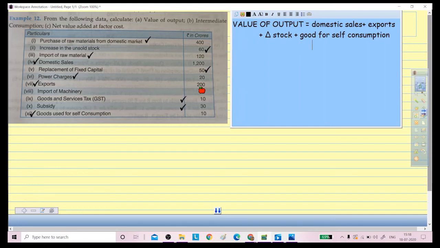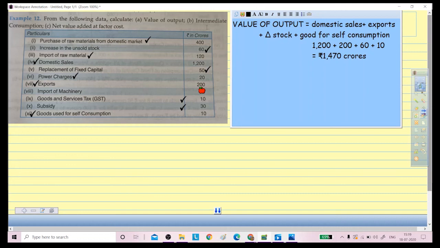How much will it come? Domestic sales is 1200 plus exports is 200. Then change in stock, there is an increase in the unsold stock, so it is plus 60, plus goods used for self-consumption is 10, is equal to 1200 plus 200, 1400, and 1470. So rupees 1470 crores, as rupees in crores is given. This is the value of output.